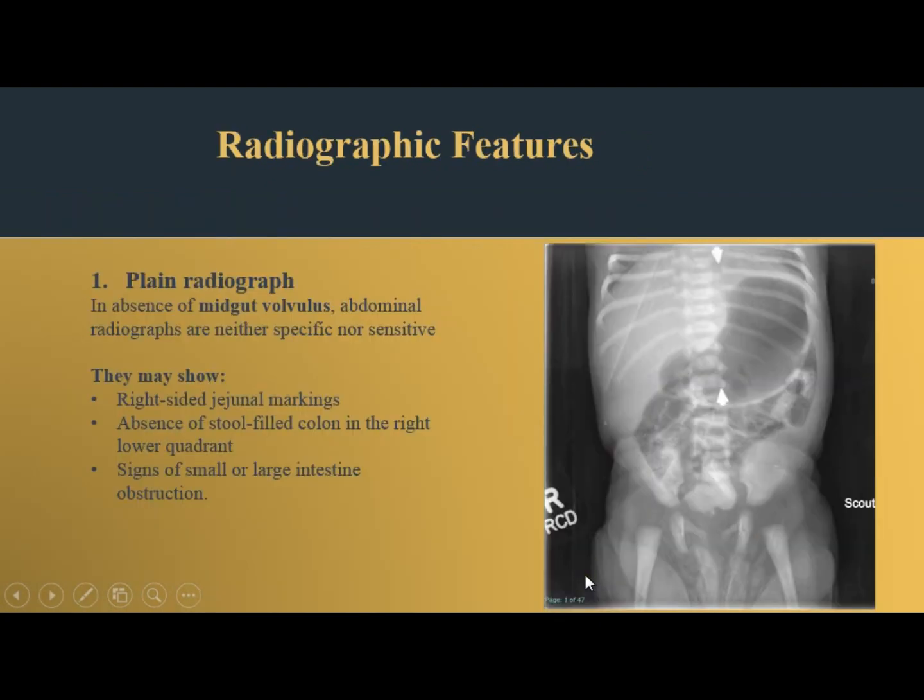The radiological features, I'll start with the plain radiograph. Usually the plain radiograph is not specific, but in case of volvulus, it will be specific. We will see some signs of the volvulus. In the plain radiograph, if there is no volvulus, there will be right-sided jejunal markings, because as we said, the small bowel will be on the right side, and absence of stool in the colon and in the rectum. And there might be signs of small or large bowel obstruction, as we said, double bubble sign or large bowel obstruction.